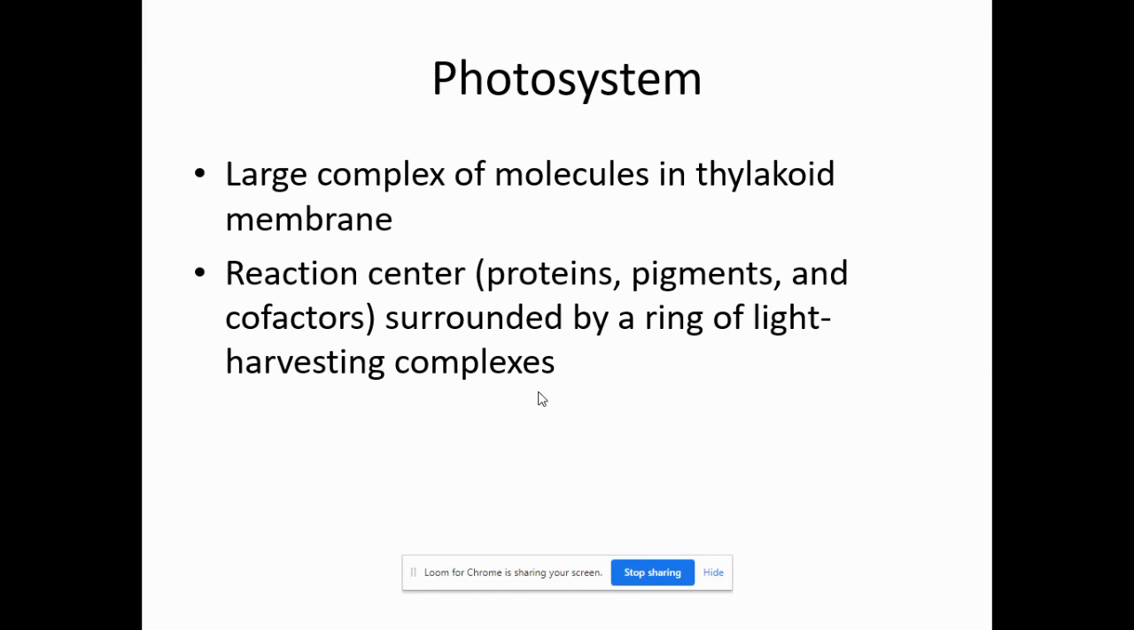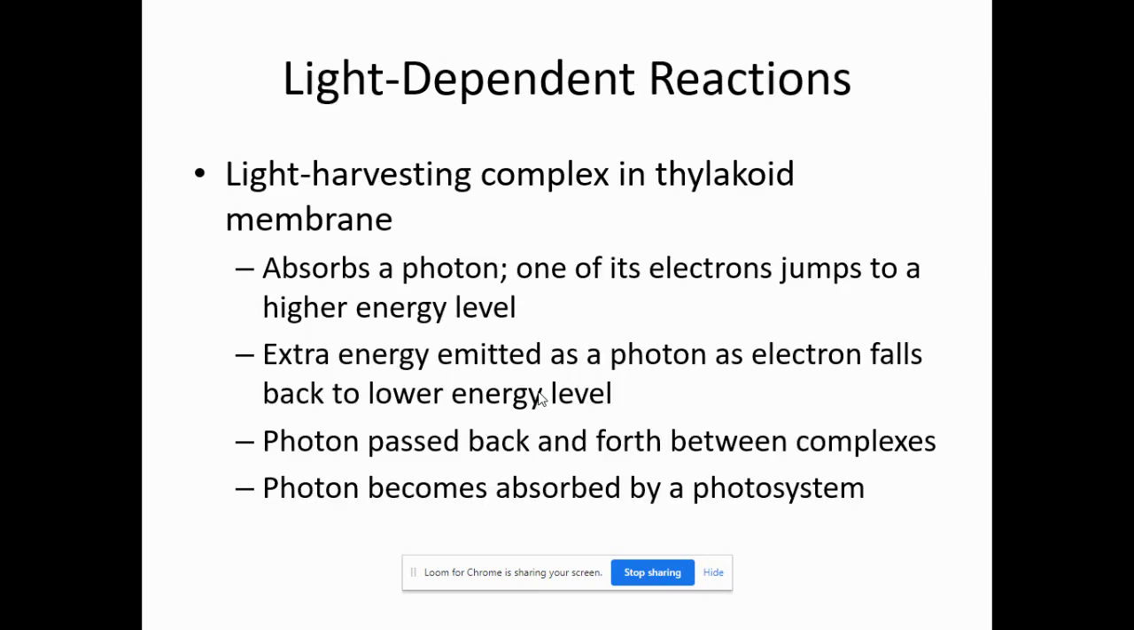Okay, that is surrounded by a ring of light harvesting complexes. So you have things surrounding that reaction center that is capturing energy from the sun, those photons, and that spurs a cascade of reactions within this photosystem.